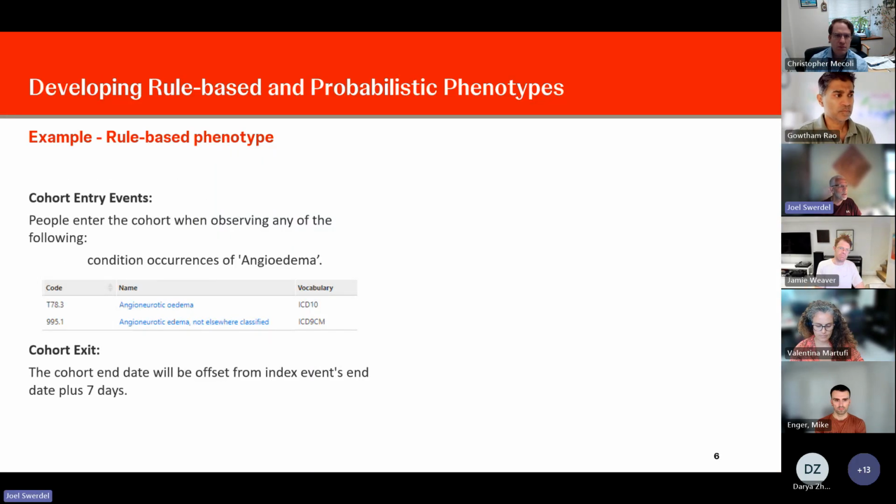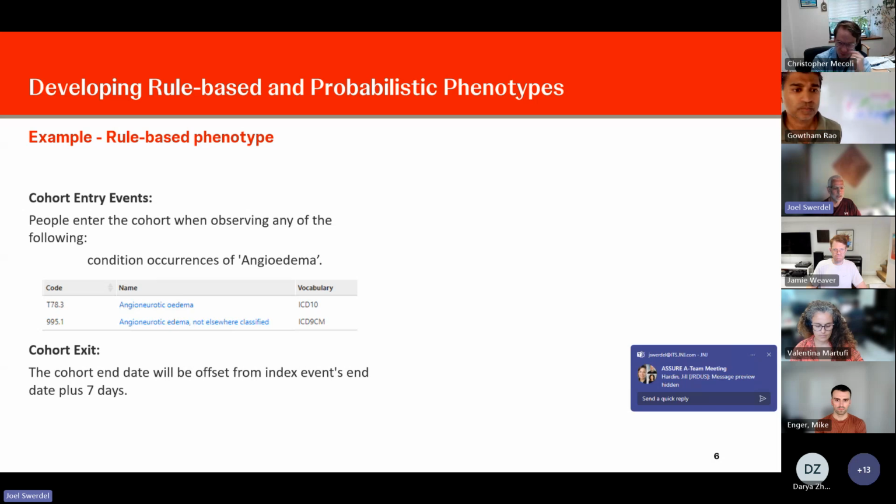This is what a typical rule-based phenotype would look like. You have somebody with a condition of angioedema, you pull in their ICD-9, ICD-10 codes, you apply it during a certain period of time, and you pull out all the subjects in the database who satisfy those criteria.